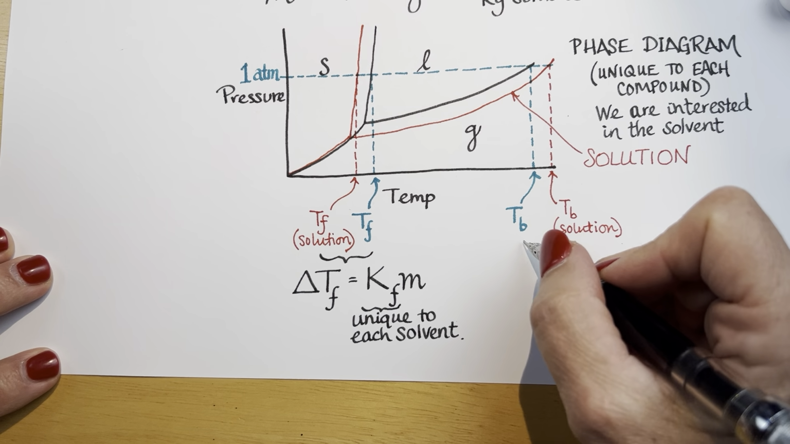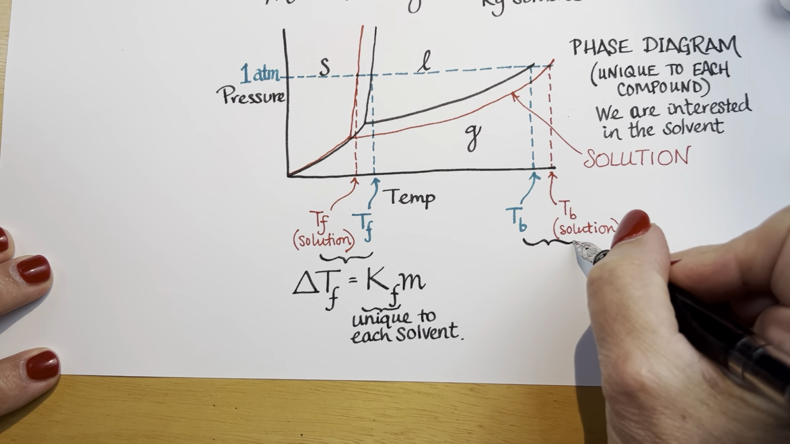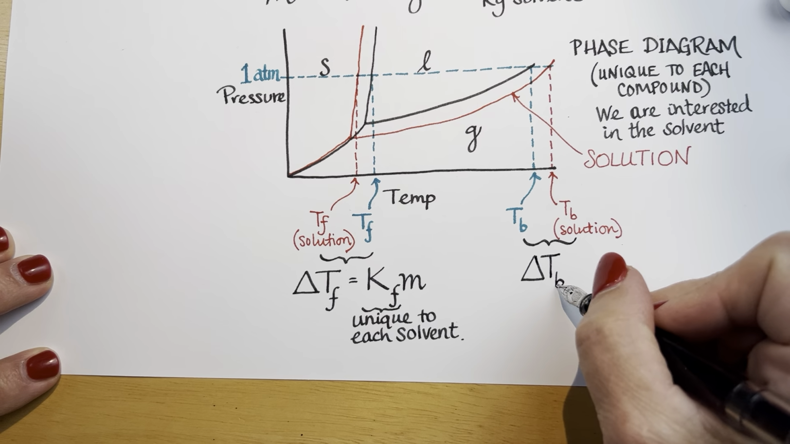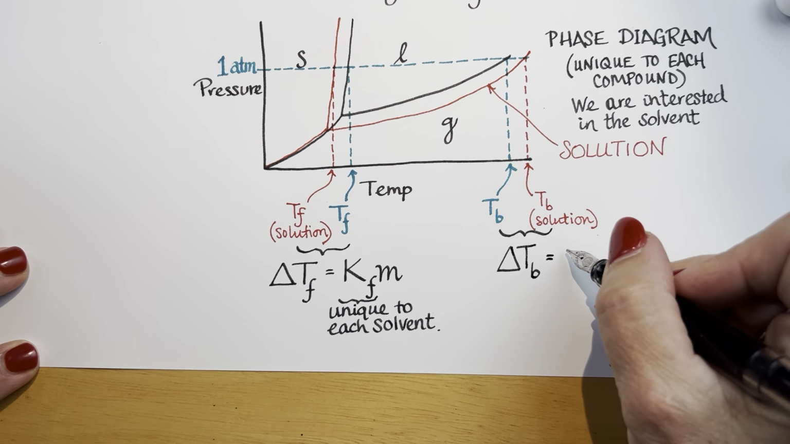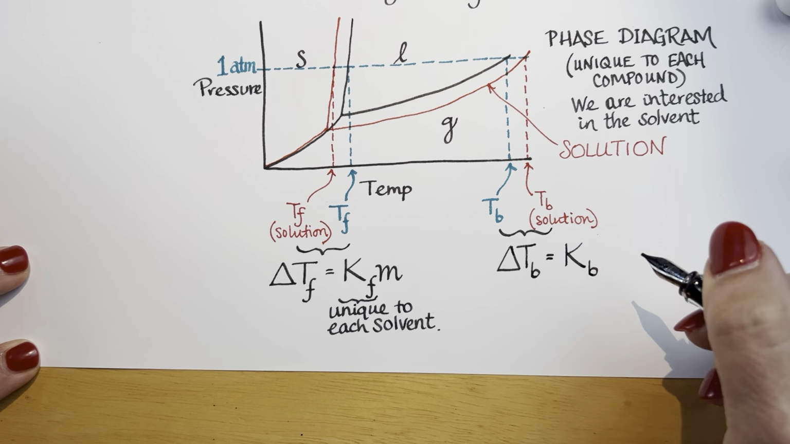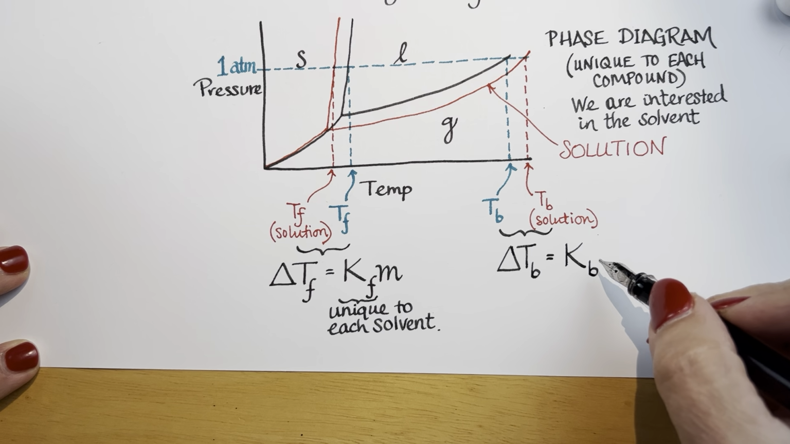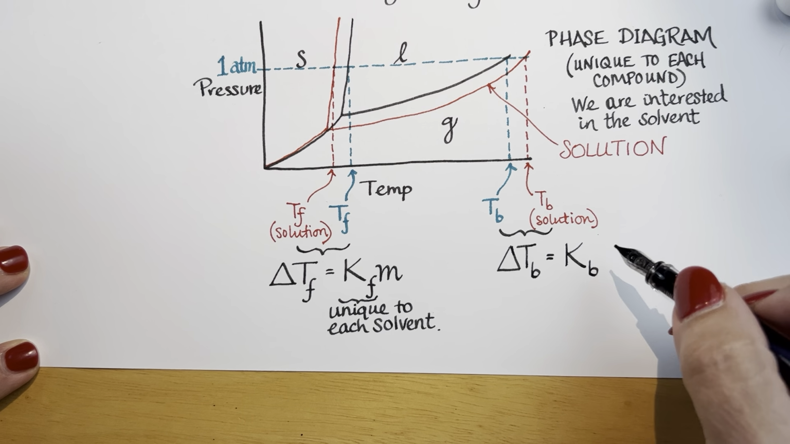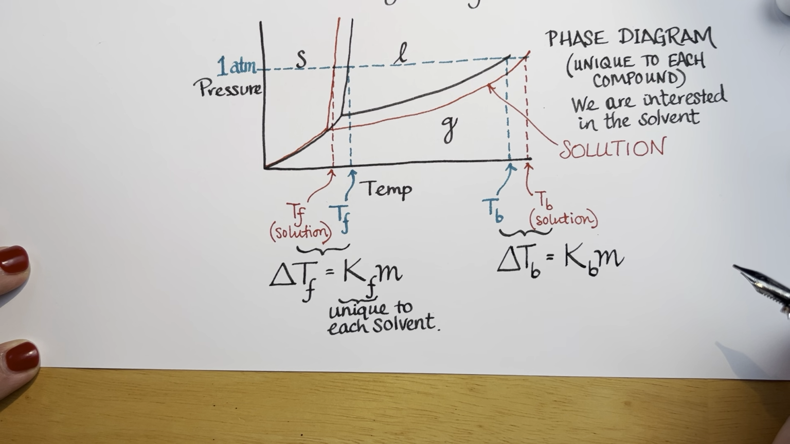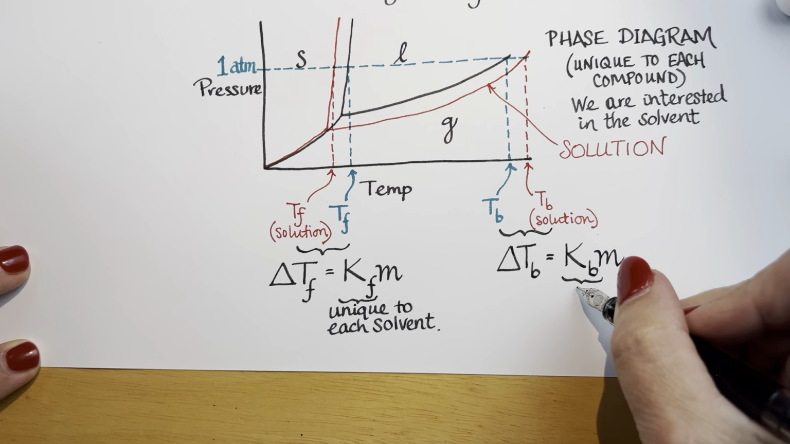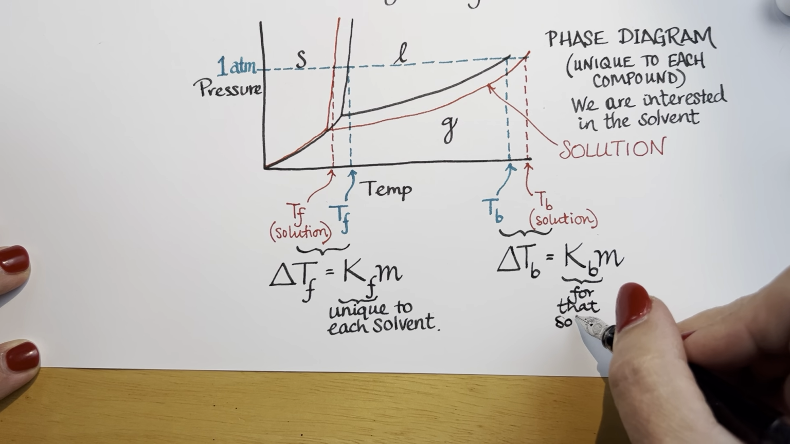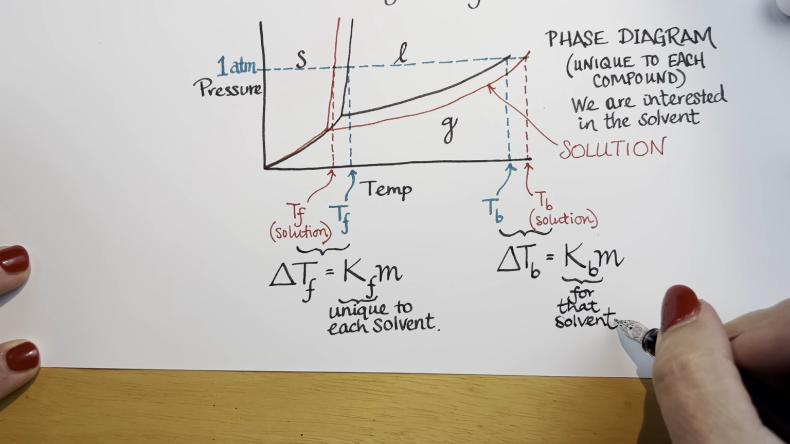Same thing here. The difference between these two, delta, and now when we're looking at boiling point, we would need to know for that solvent what the boiling point elevation constant is, and multiply that by the molality. And again, this is unique for the solvent that you're working with.